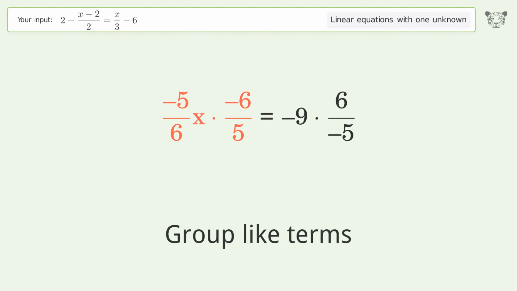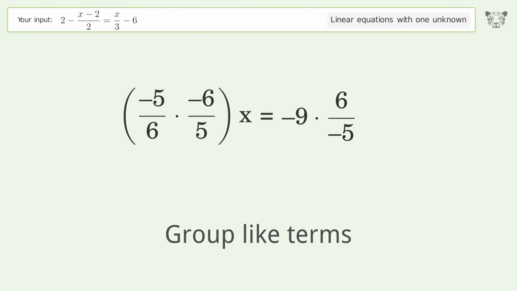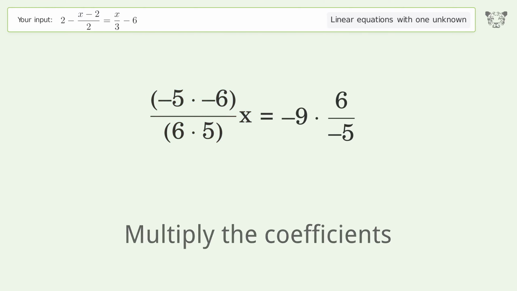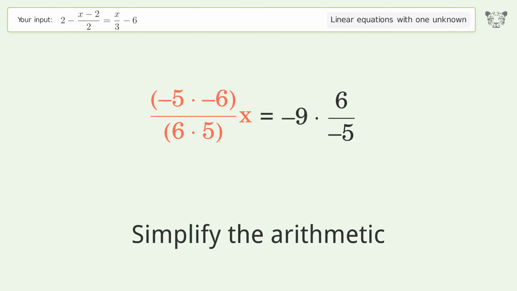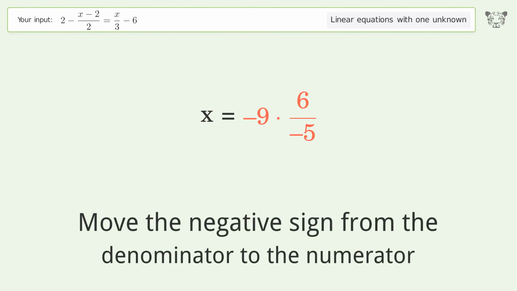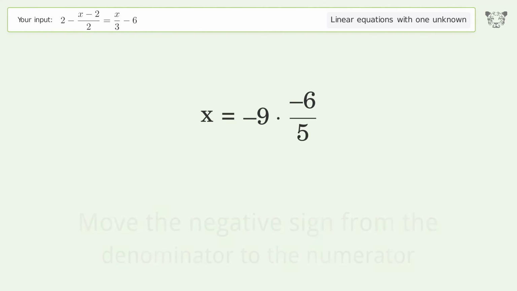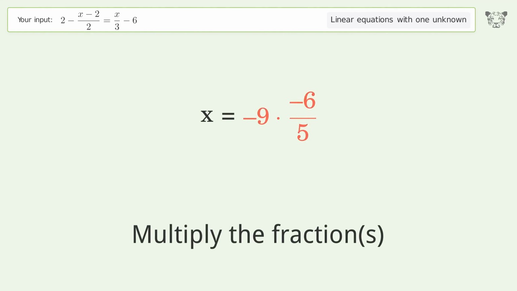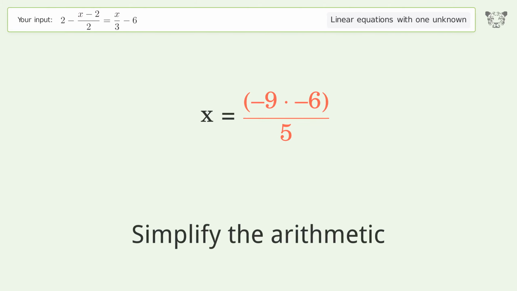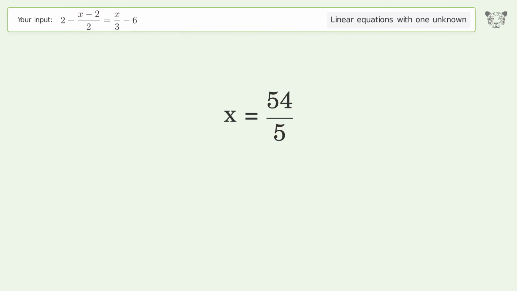Group like terms. Multiply the coefficients. Simplify the arithmetic. Move the negative sign from the denominator to the numerator. Multiply the fractions. Simplify the arithmetic. And so the final result is x equals 54/5.